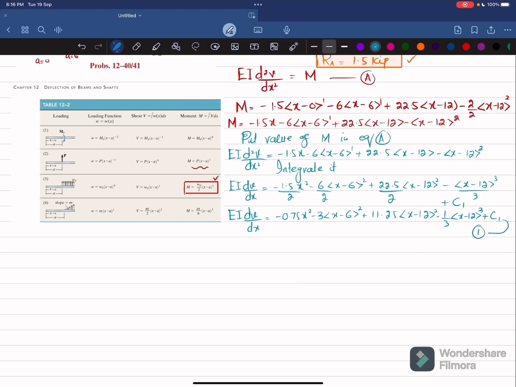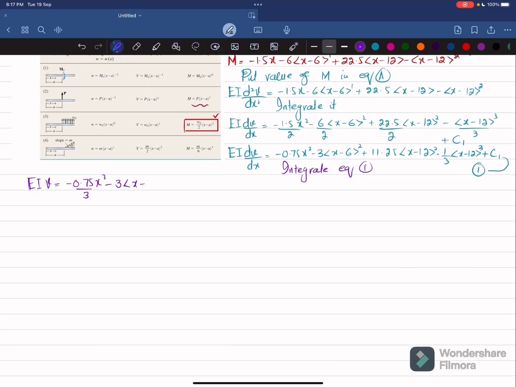Let this be your equation number 1. Okay, again integrate this equation number 1. So you will get EI into V equal to minus 0.75 X cube divided by 3 minus 3 into X minus 6 whole cube divided by 3 plus 11.25 into X minus 12 power 3 divided by 3 minus 1 over 3 into X minus 12 power 4 divided by 4, so it will be multiplied with 3 and that will be equal to 12, plus C1 X, and there will be another constant of integration which is equal to C2.